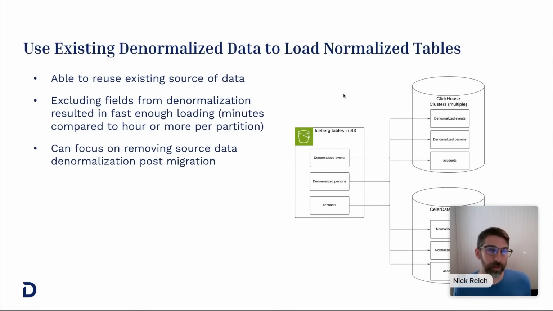In reverse, we instead were using the denormalized data to load our normalized tables. So all of this data that we were using was stored in Iceberg tables in S3 in that denormalized view. And we were able to reuse that denormalized view to load both ClickHouse and CelerData at the same time. So we didn't have to rewrite any of our data specific to CelerData. We just reused that data to load.